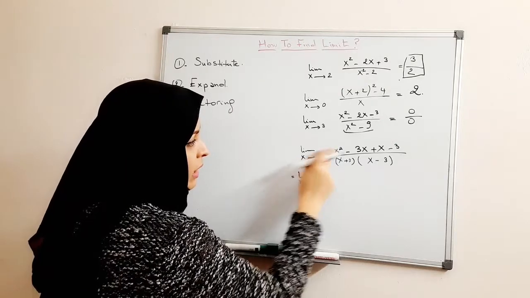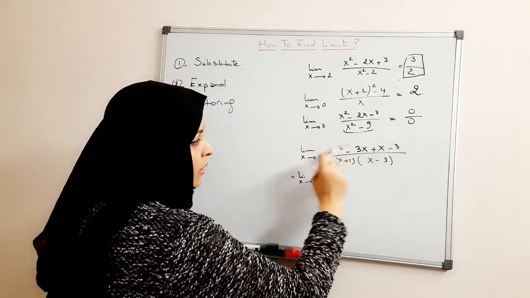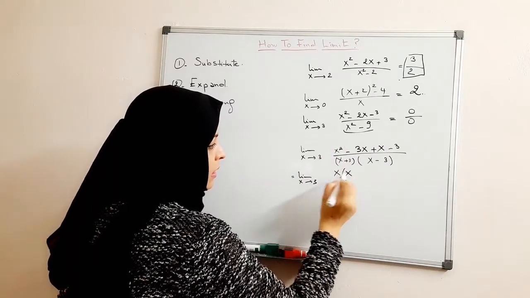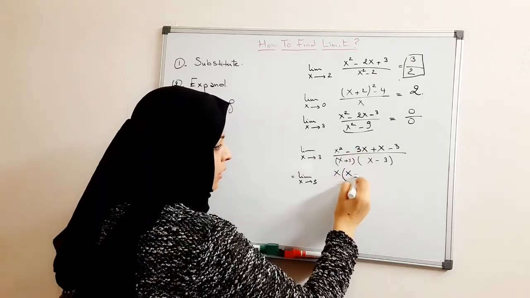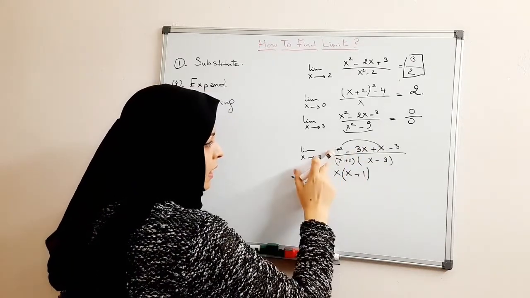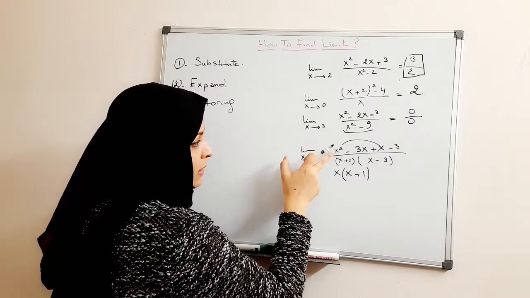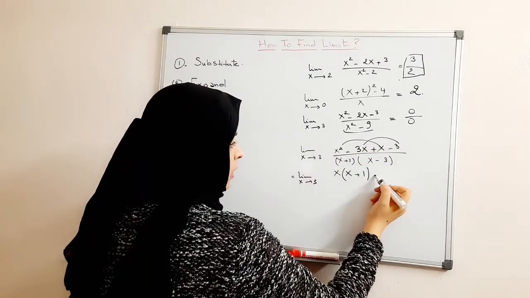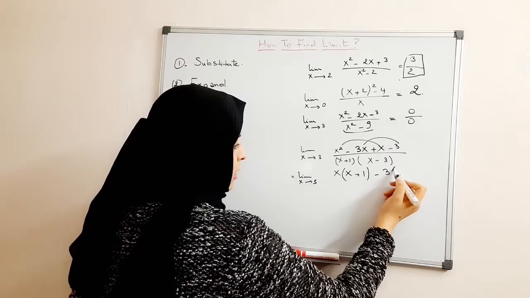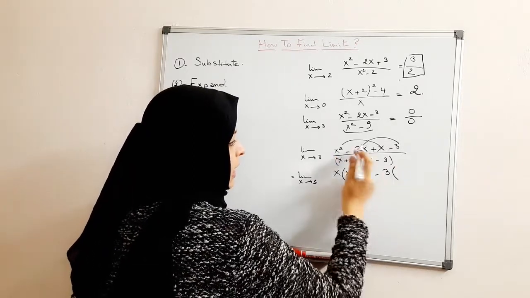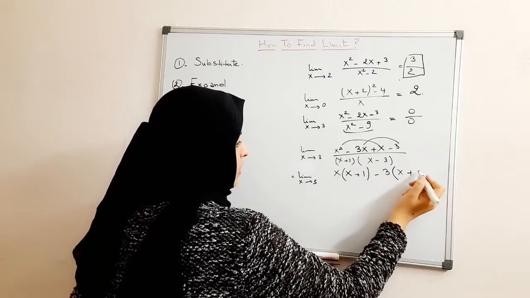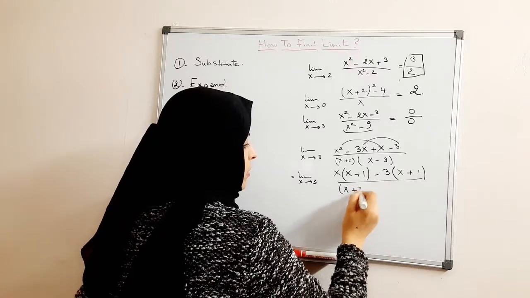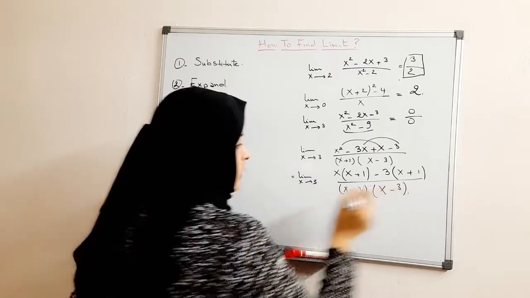So we have x squared and x. We try to factor by x, and we have x multiplied by x plus 1. Okay? And here we have minus 3 multiplied by x plus 1. And the denominator is x plus 3 multiplied by x minus 3.